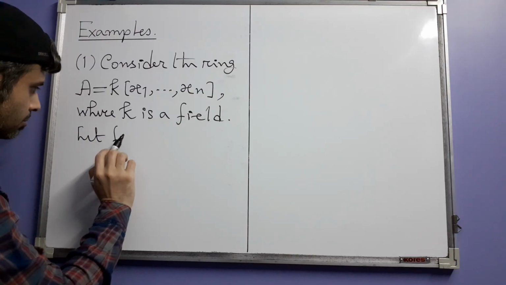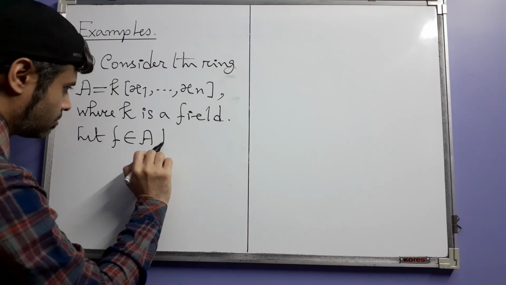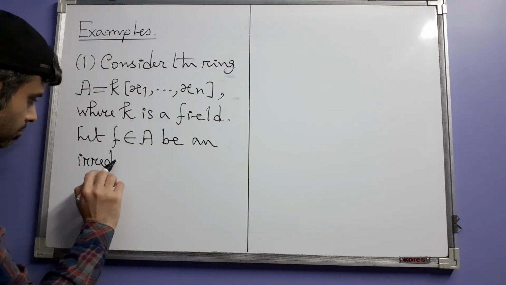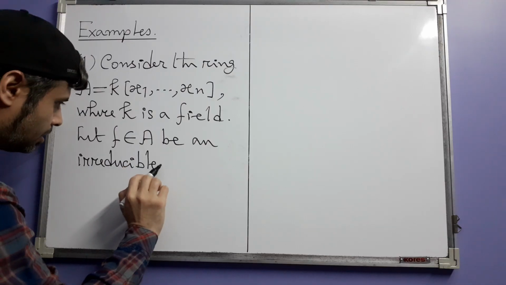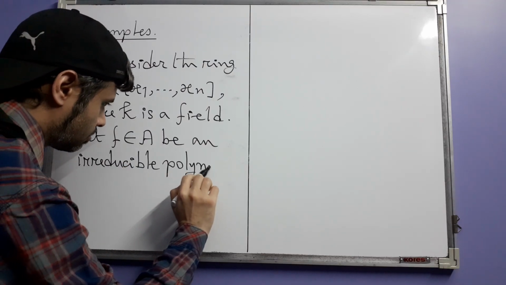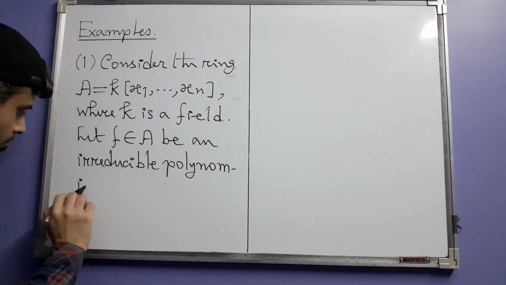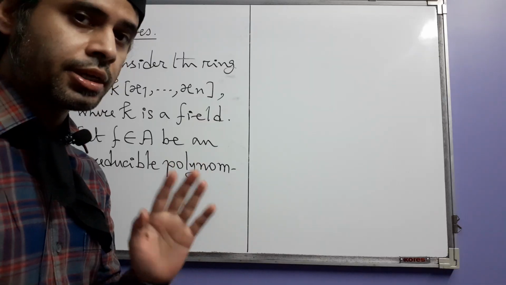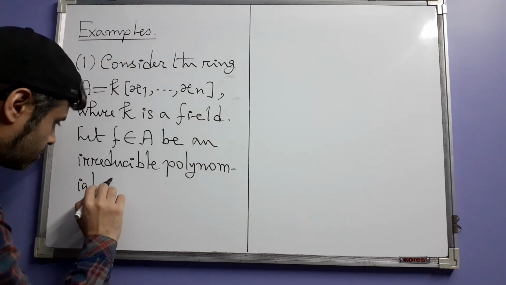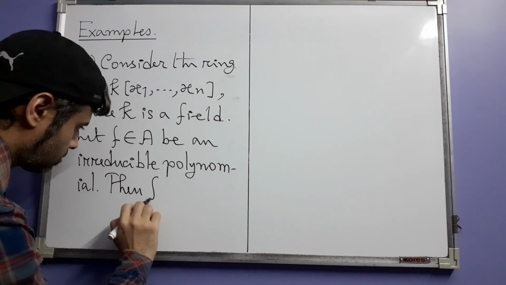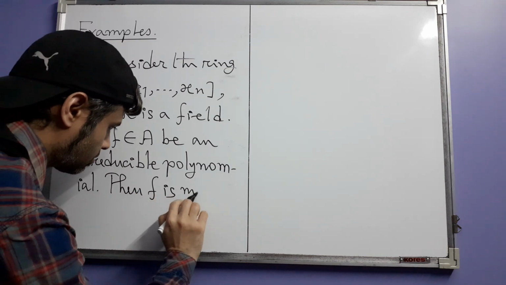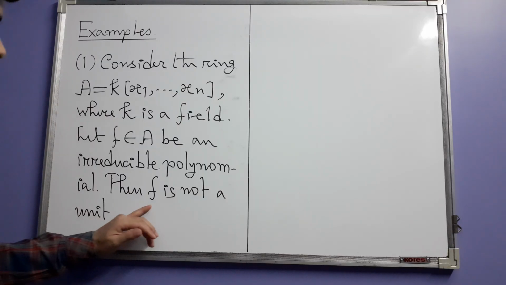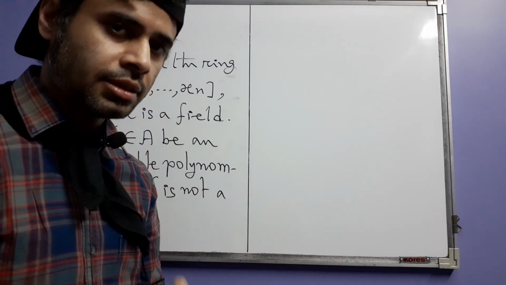Let f in A be an irreducible polynomial. Because f is irreducible, by definition f is not a unit. Not a unit, of course, means that f does not have a multiplicative inverse in the ring.